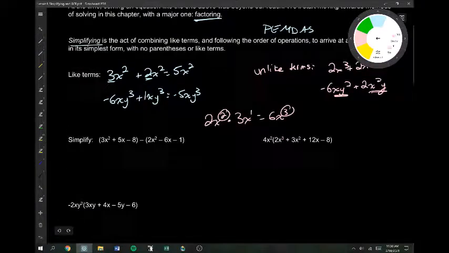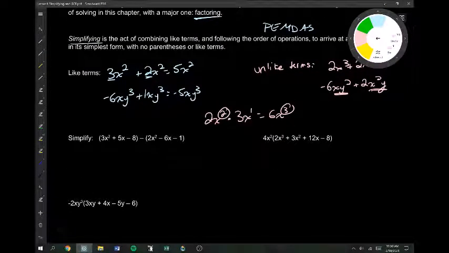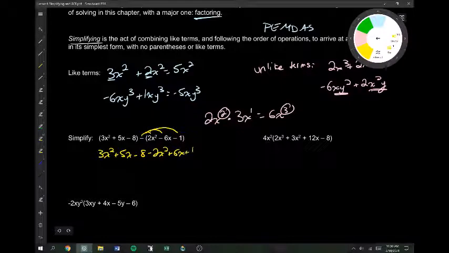So when you're simplifying, you take your like terms, you combine them. For this first example here, I'm going to distribute this negative to all of these things. So I get 3x squared plus 5x minus 8 minus 2x squared plus 6x plus 1. Then I combine my like terms. So 3x squared minus 2x squared is just 1x squared. 5x plus 6x is 11x. And negative 8 plus 1 is negative 7.